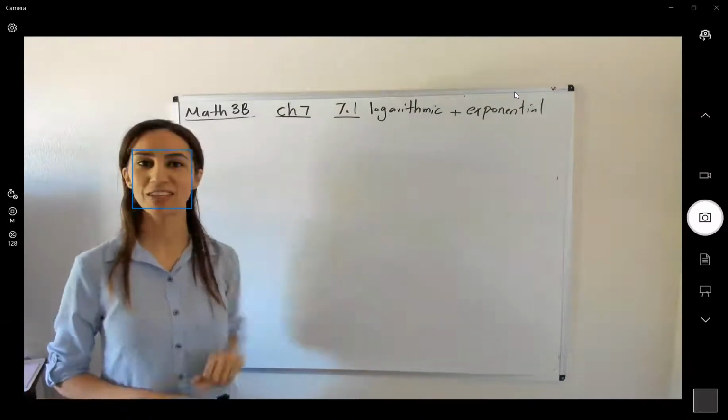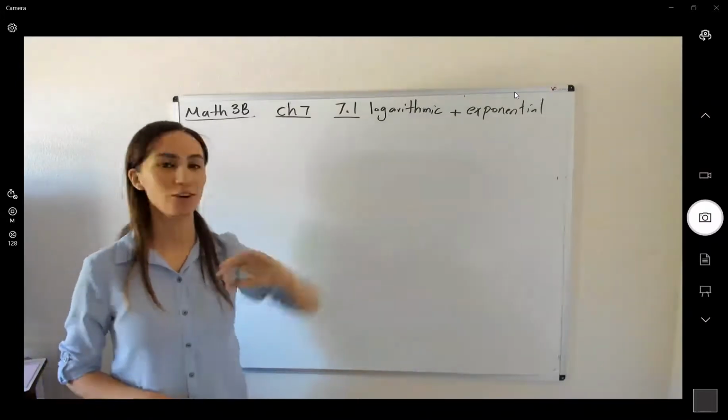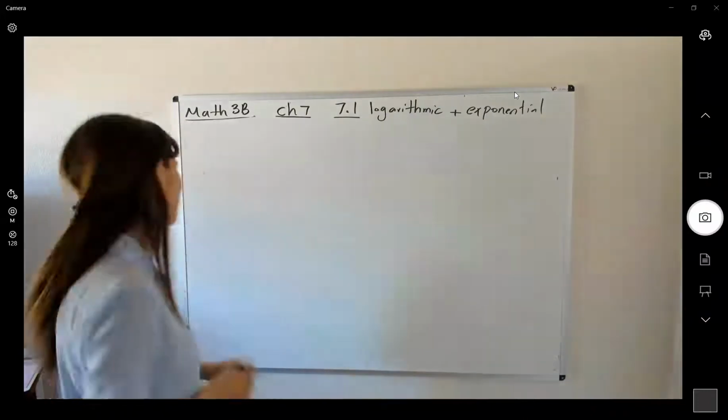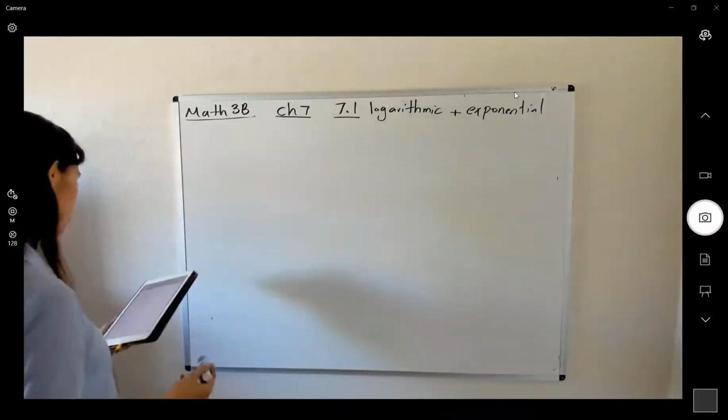We are on chapter 7, 7.1. We're going to talk about logarithmic and exponential functions. Very well, let's take a look at the note.